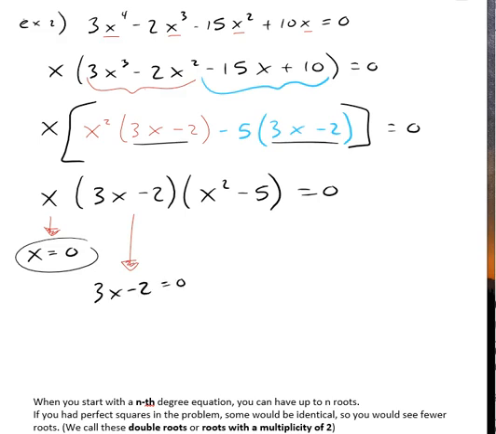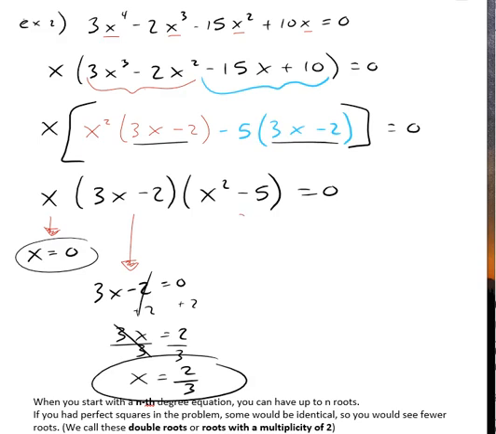3x minus 2 equals 0. Add 2 to both sides. 3x equals 2, divided by 3. x equals 2/3. That's number 2. And the last one.